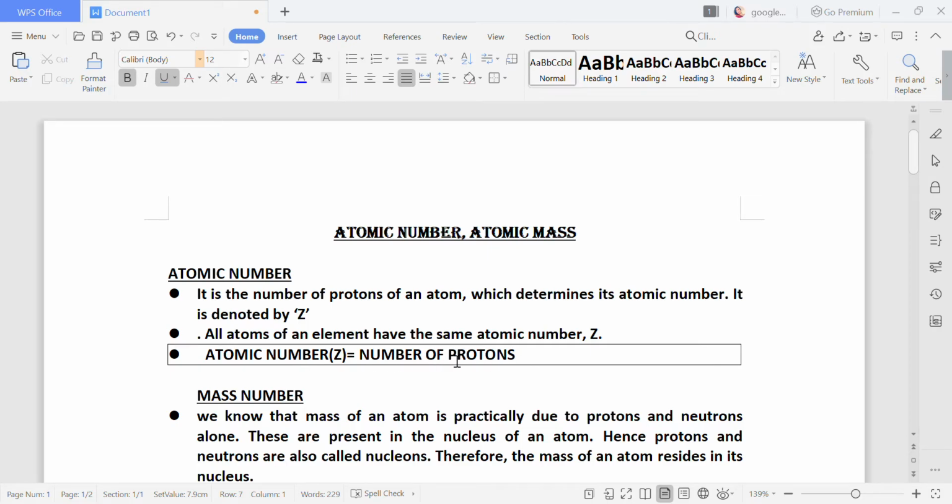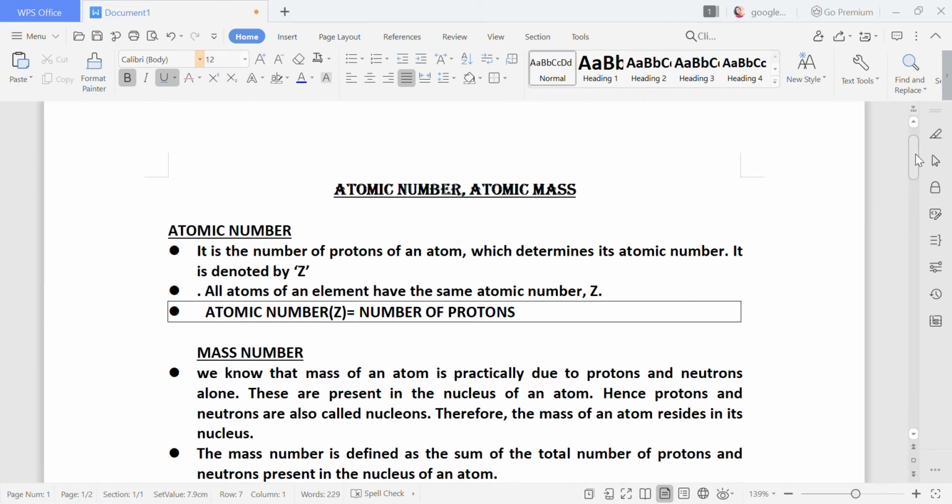And you also know that number of protons is always equal to number of electrons. That means if you have the value of any one of the 3, you can find out the value of the other 2. Suppose you have the number of electrons, then you can find out the number of protons and the atomic number. So it is very easy. I hope you understood what is atomic number.